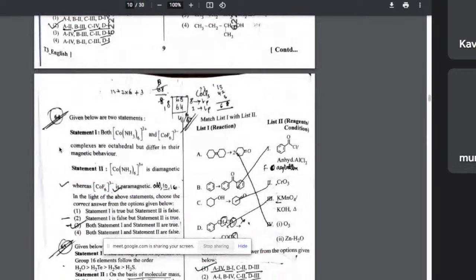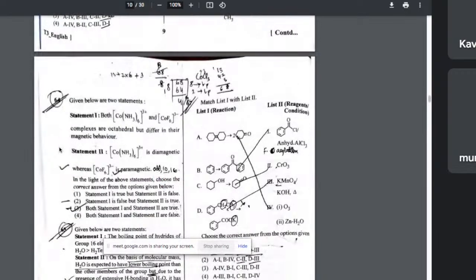Okay. Now next is question number 64. Given below are 2 statements. Statement first: both [Co(NH3)6]3+ and [CoF6]3- complexes are octahedral but differ in their magnetic behavior. Statement second: [Co(NH3)6]3+ is diamagnetic, whereas [CoF6]3- is paramagnetic. So in the light of the above statements, choose the correct answer from the options given below.